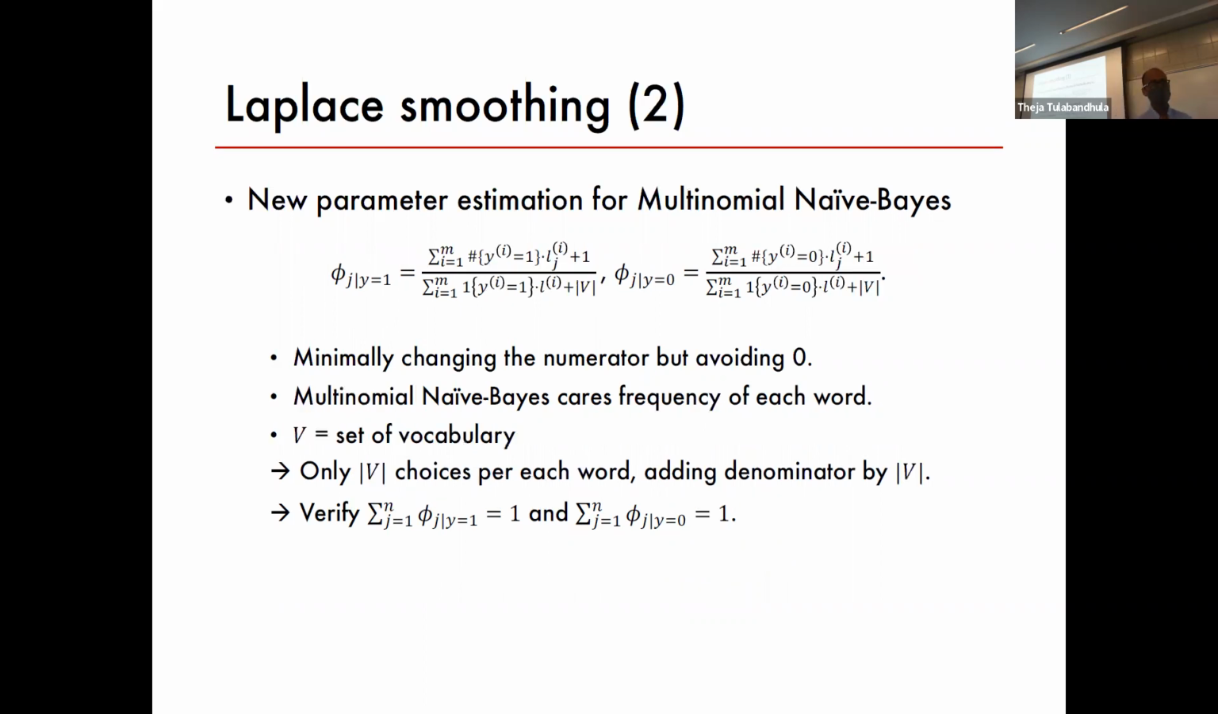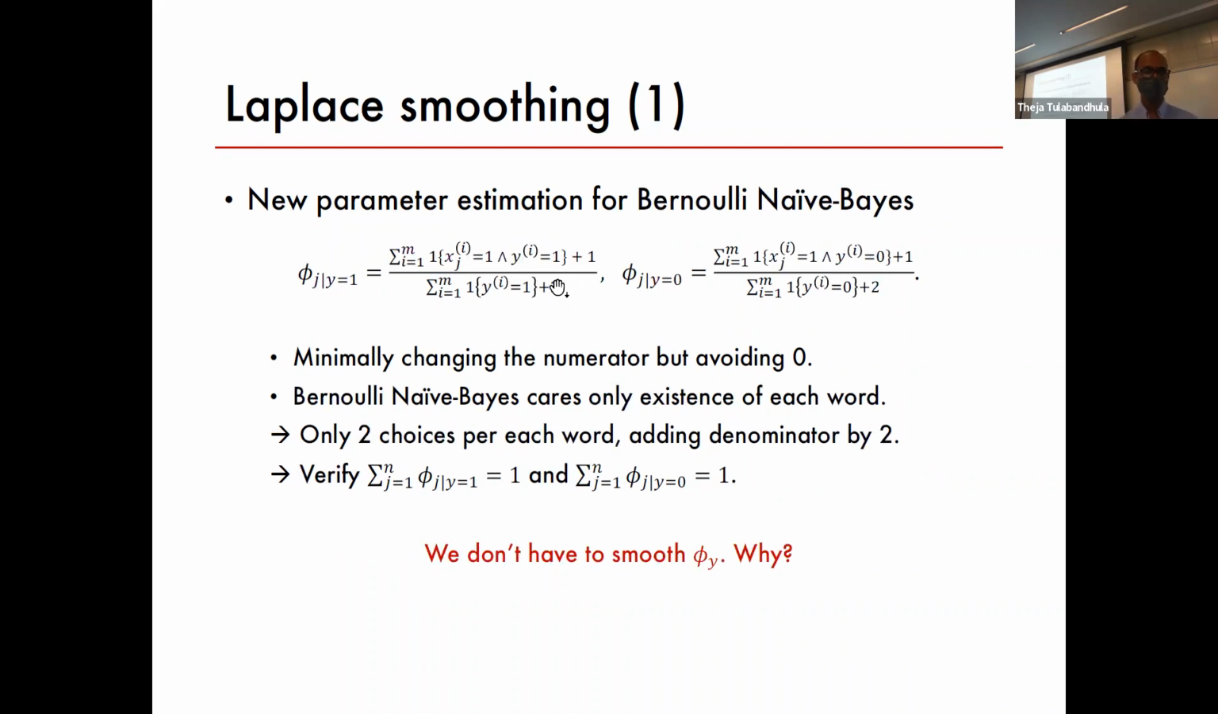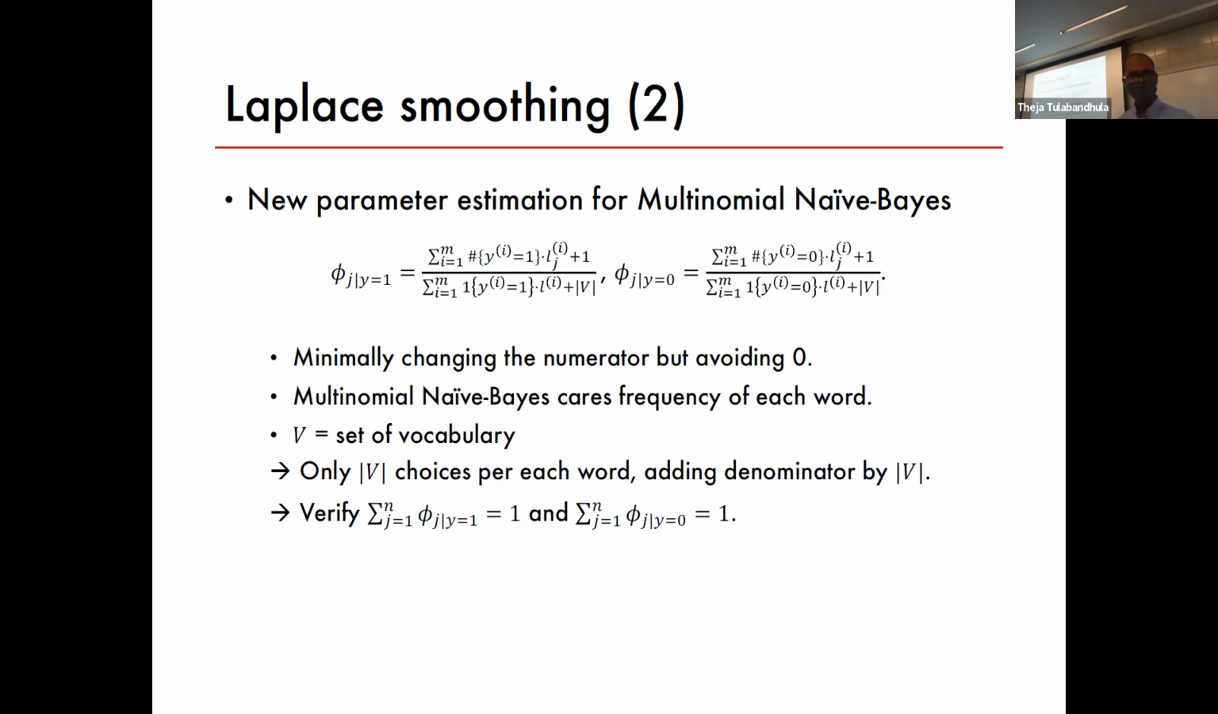So what do you do with the multinomial Naive Bayes version? If you want to be analogous to the Bernoulli version, then you just need to pick the denominator to be the size of the vocabulary. Sorry, I think in the previous slide I said the number of classes. It's not really the number of classes. The intuition is just that the word is present or not. There are two events that can happen, and so it's just a count of events. Here, it's the vocabulary size.